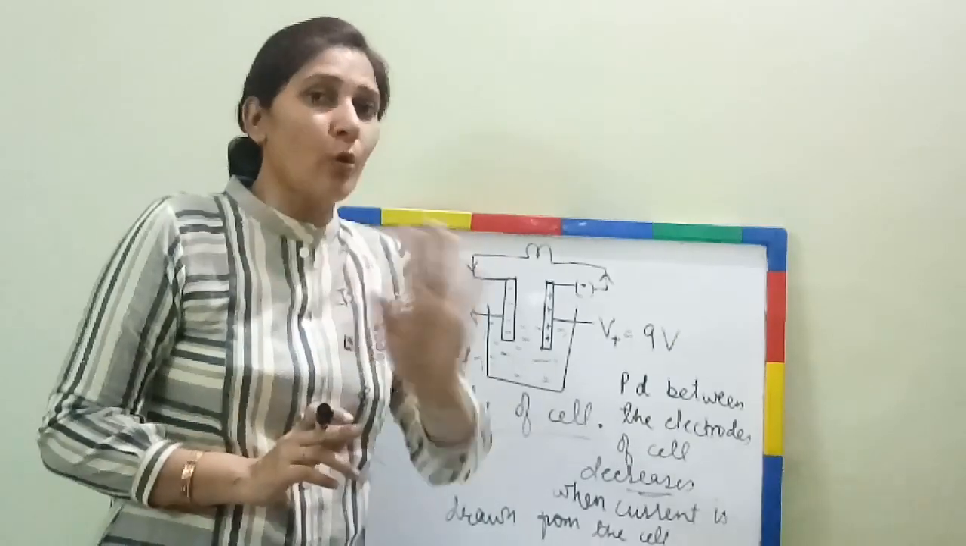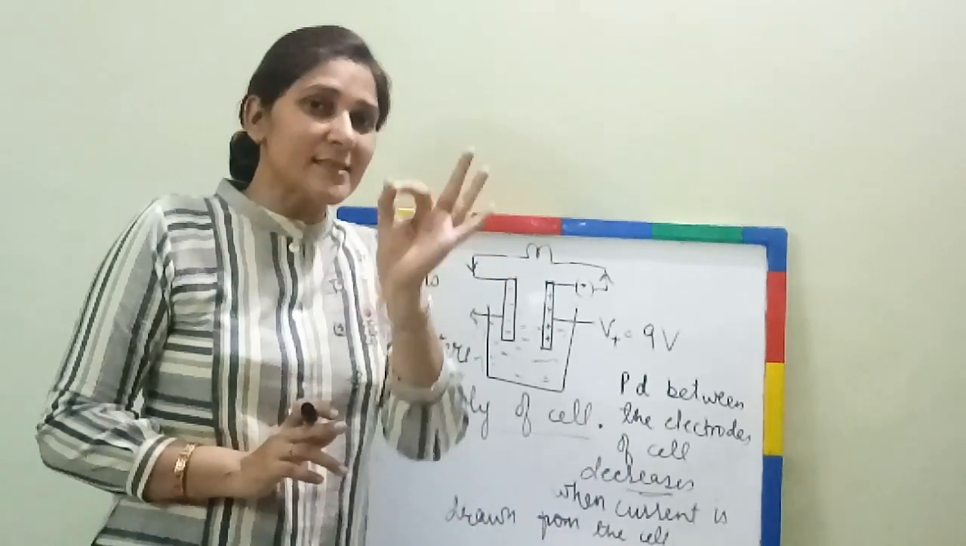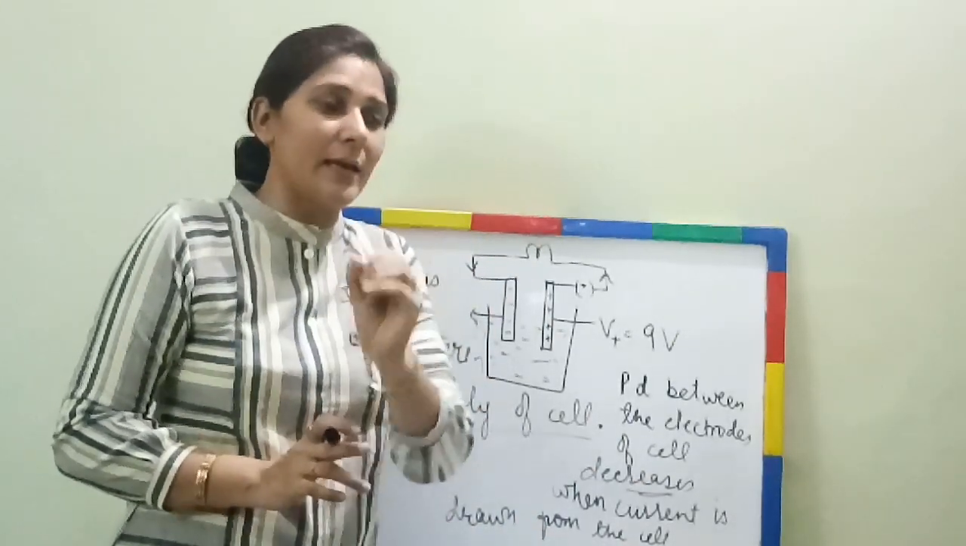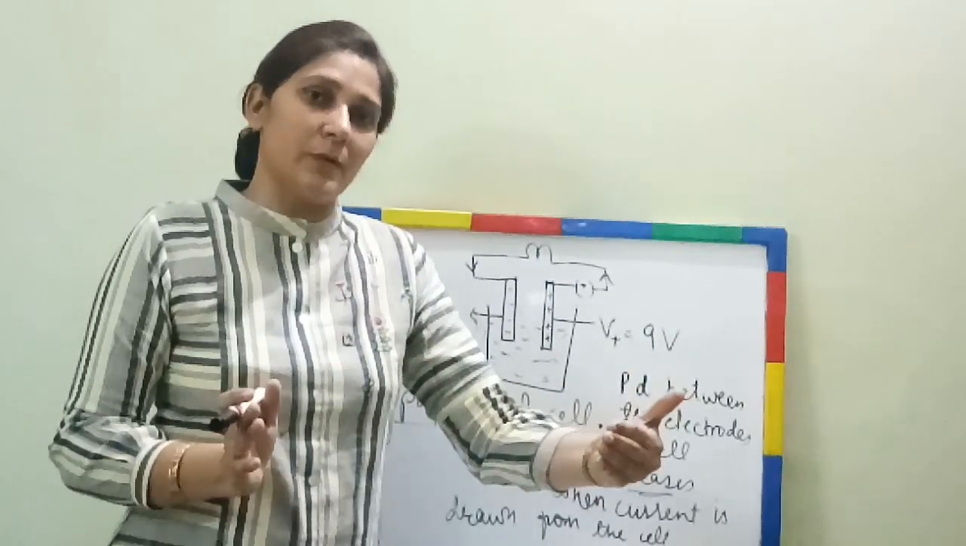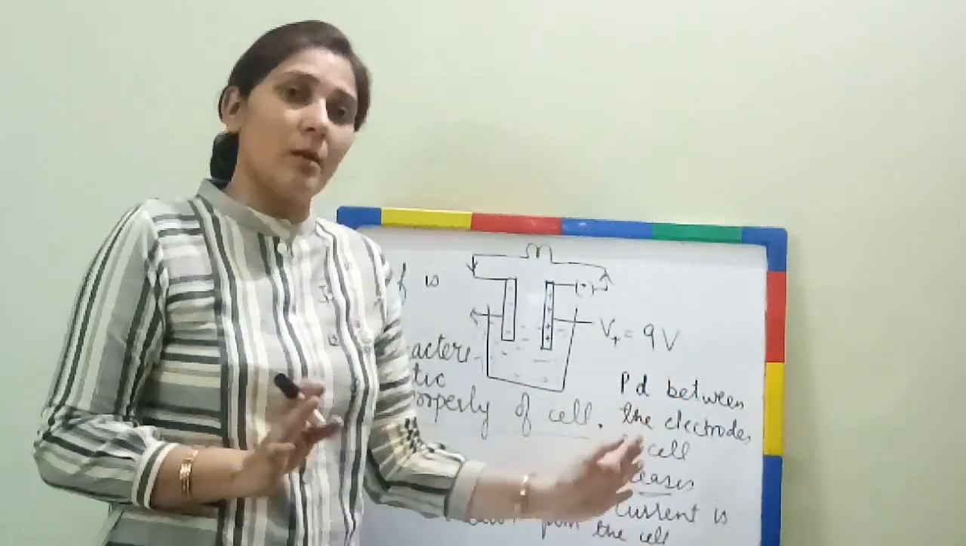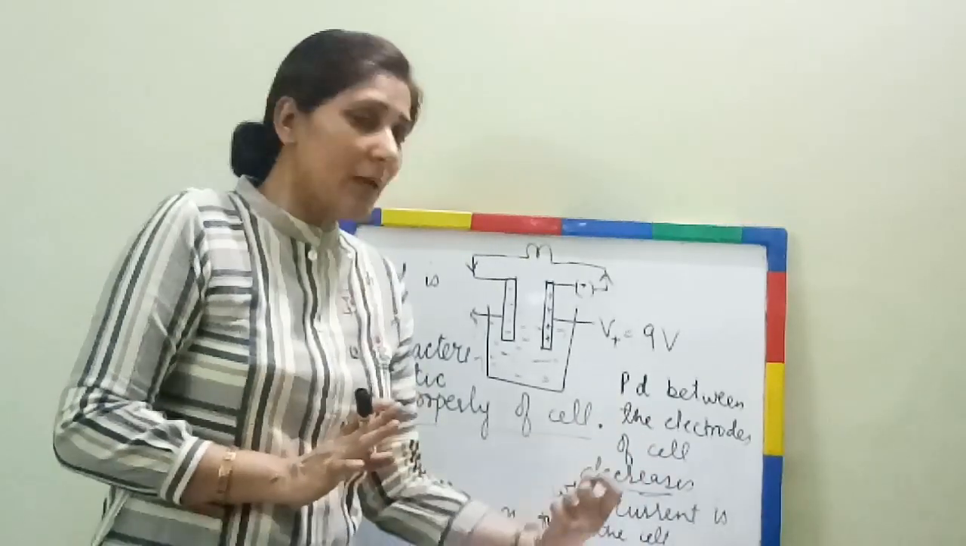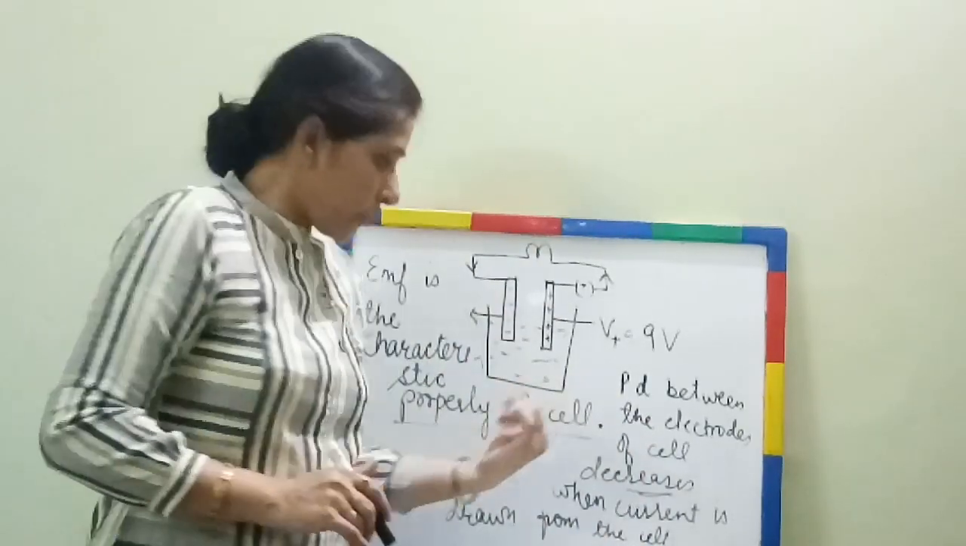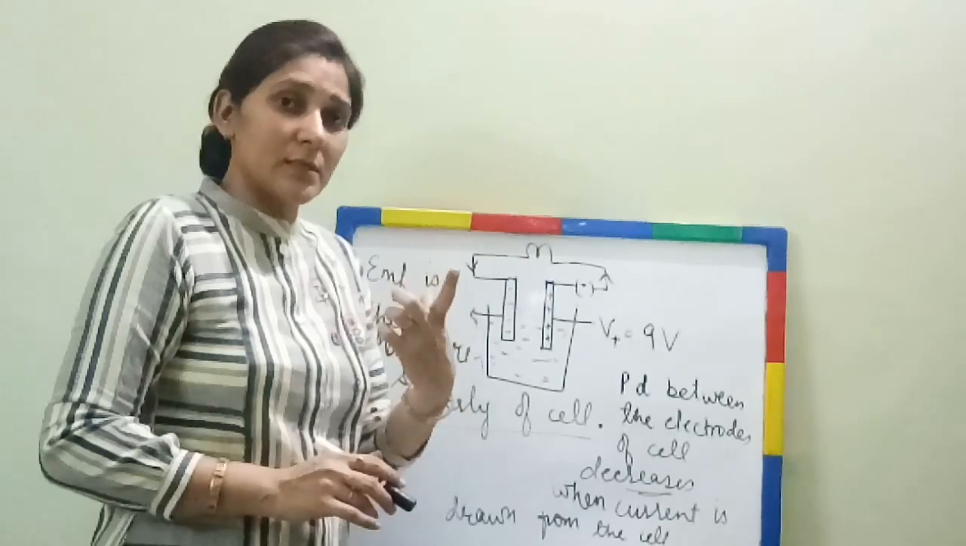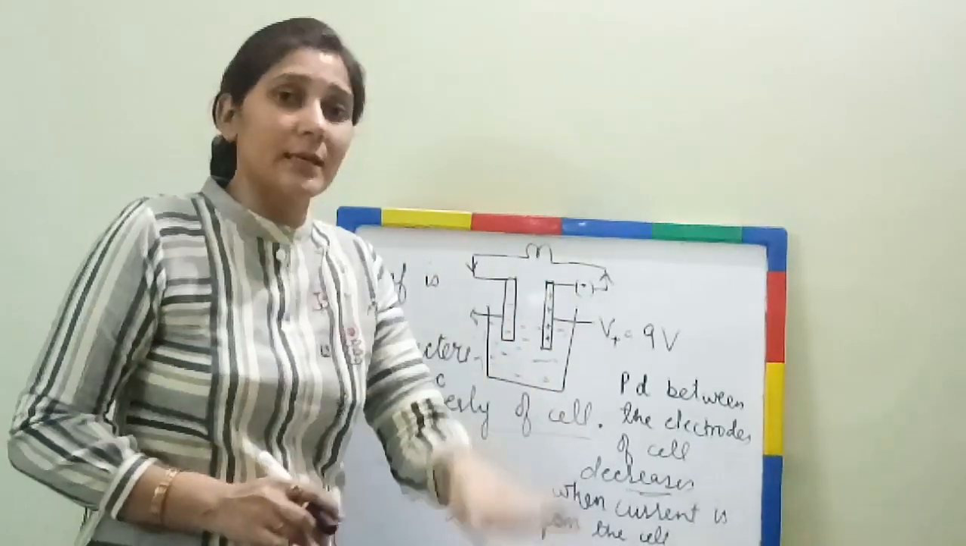EMF is when no current is drawn from the cell. There is a very minor, very sleek line between EMF and terminal voltage. When no current is drawn from the cell, we call it EMF. As soon as you draw current, the value of potential difference between the two electrodes of the cell decreases.